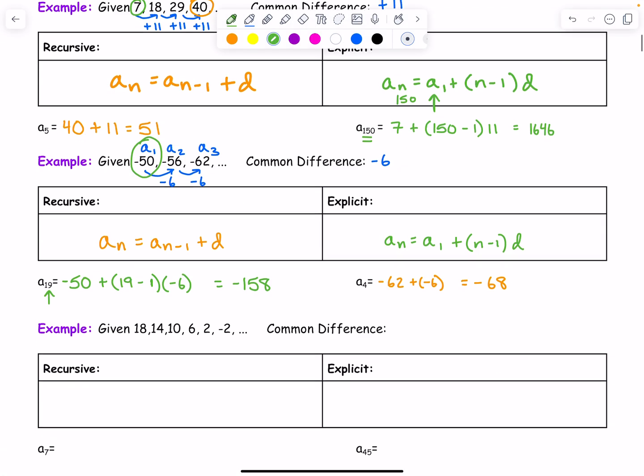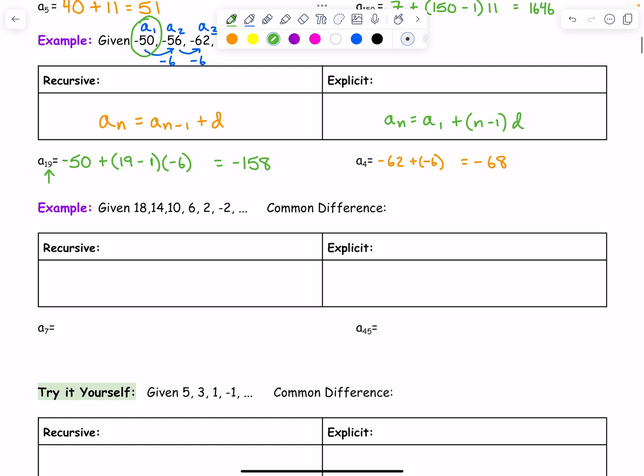All right, so let's just look at one more good example. So let's write the recursive, well, let's first look at our sequence. So we have the sequence 18, 14, 10, 6, 2, and negative 2. So the common difference, it looks like it's going down from 18 to 14 to 10 to 6. So it definitely looks like we're subtracting 4 each time. And that fits. So the common difference would be minus 4 or subtract 4.